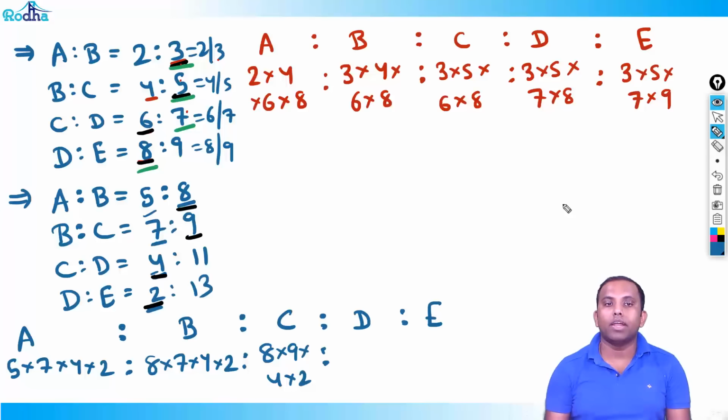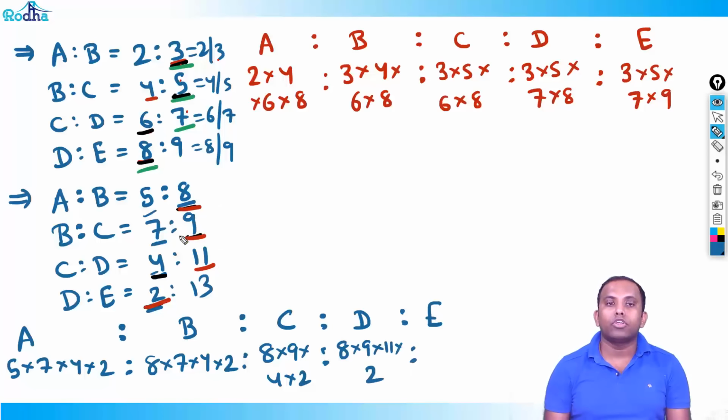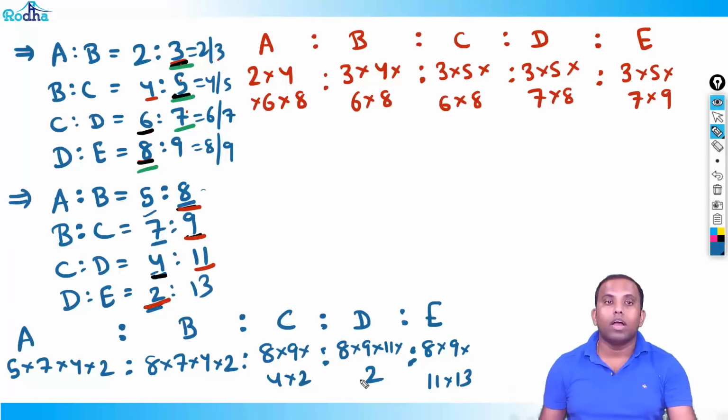For D, shift 1 more. That means the first 3 denominators and the last numerator: 8, 9, 11, 2. So D will be 8, 9, 11, 2. What will E be? If you shift 1 more, all the denominators, right? That is 8, 9, 11 and 13. So it is a very important concept. I hope it is clear now. Now see, we'll apply this in a question.